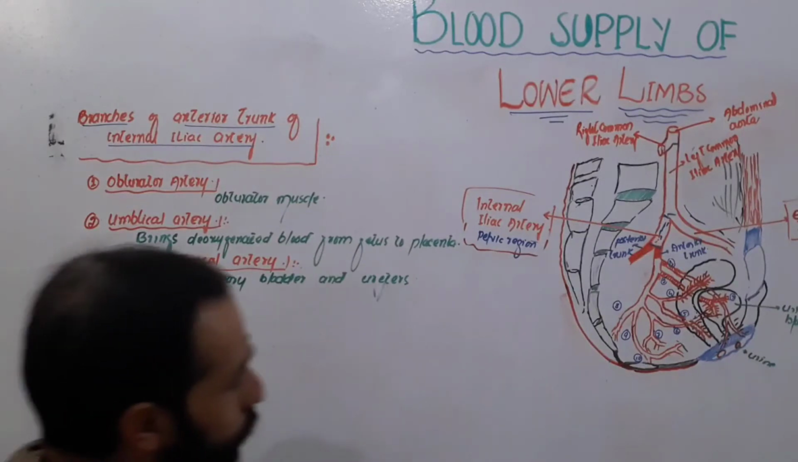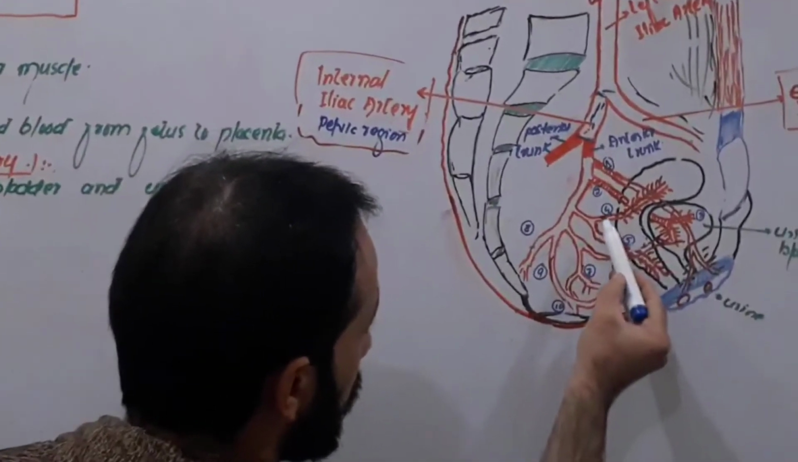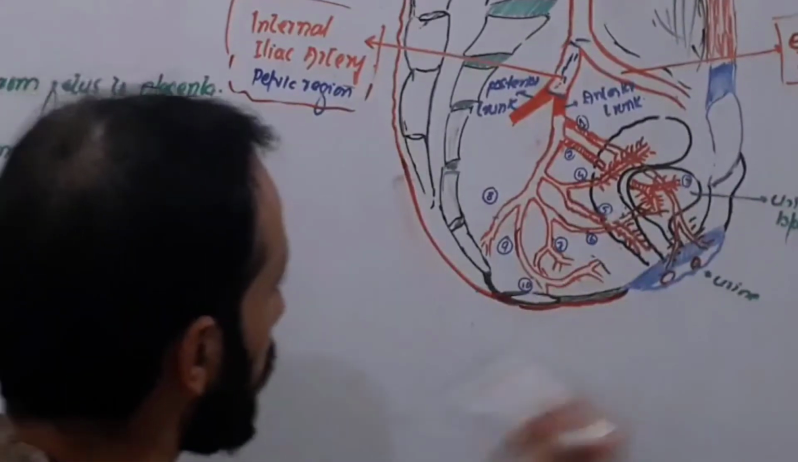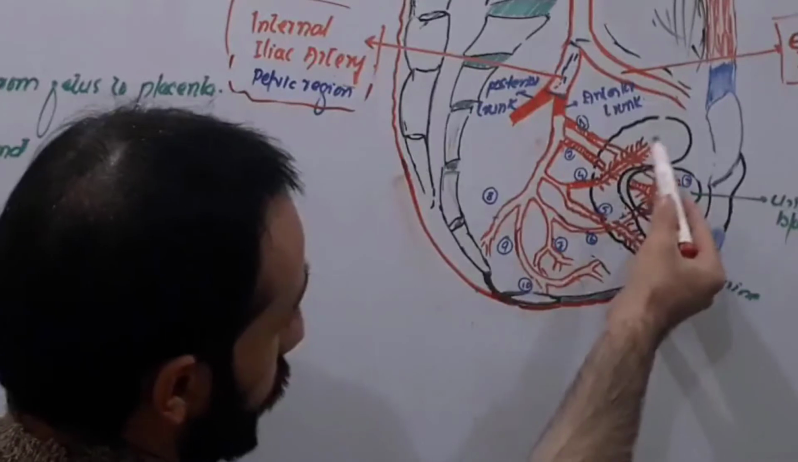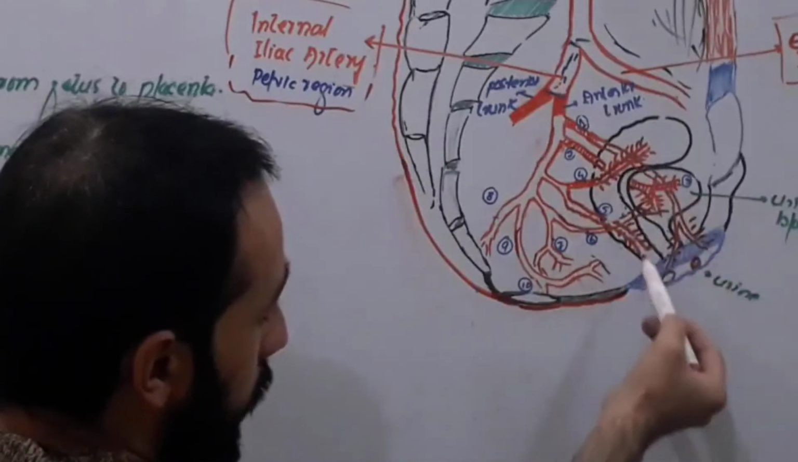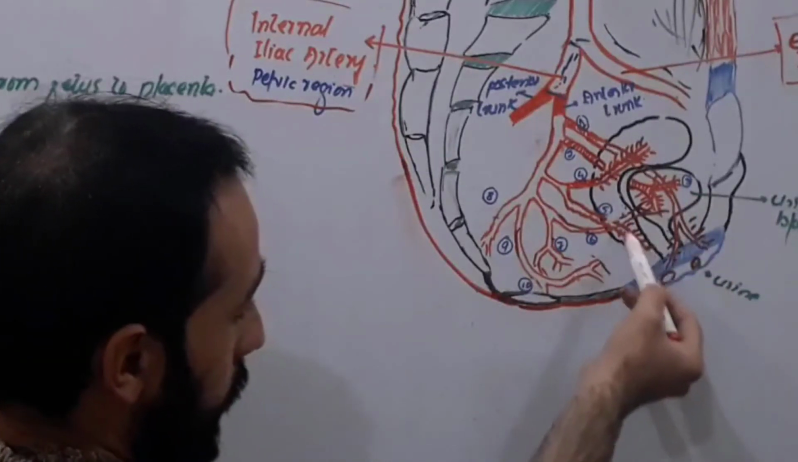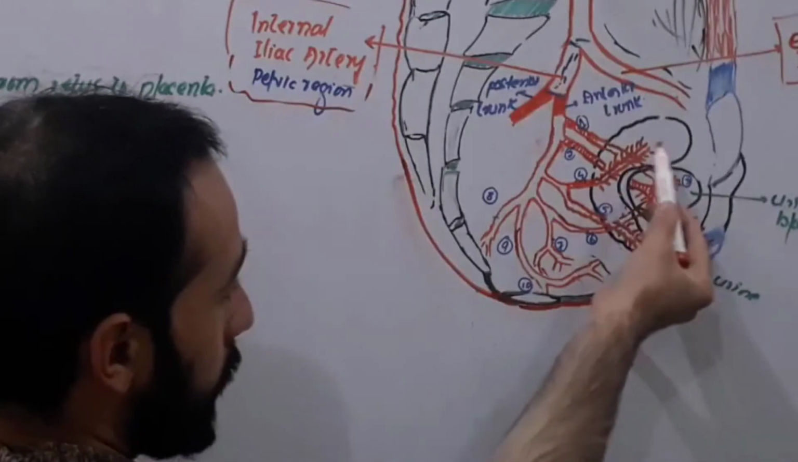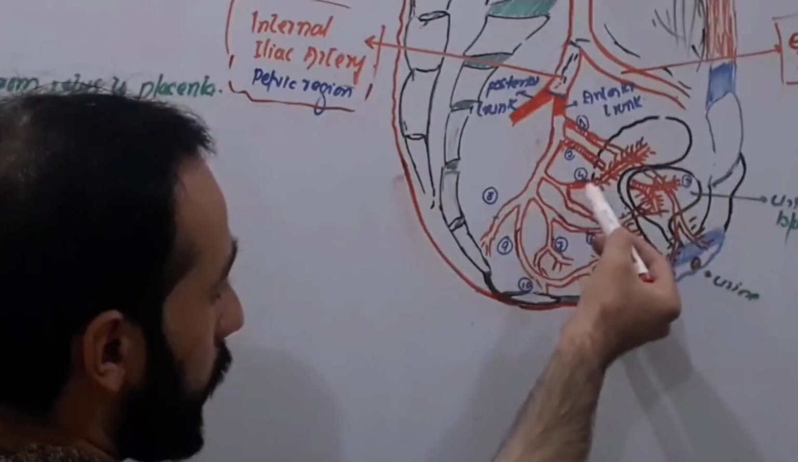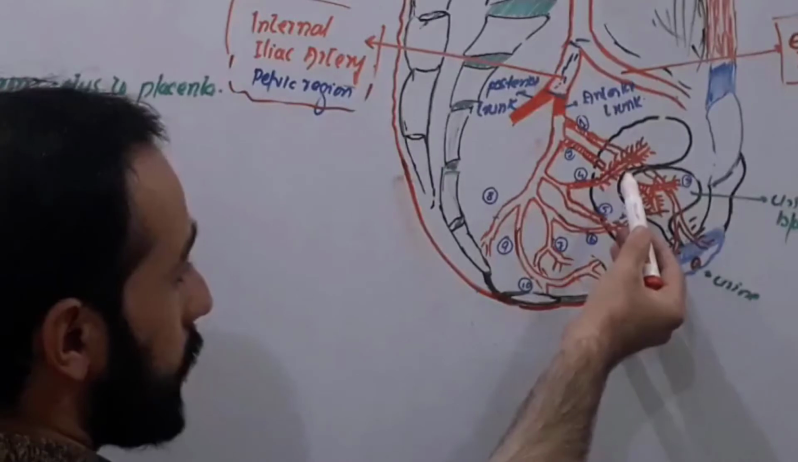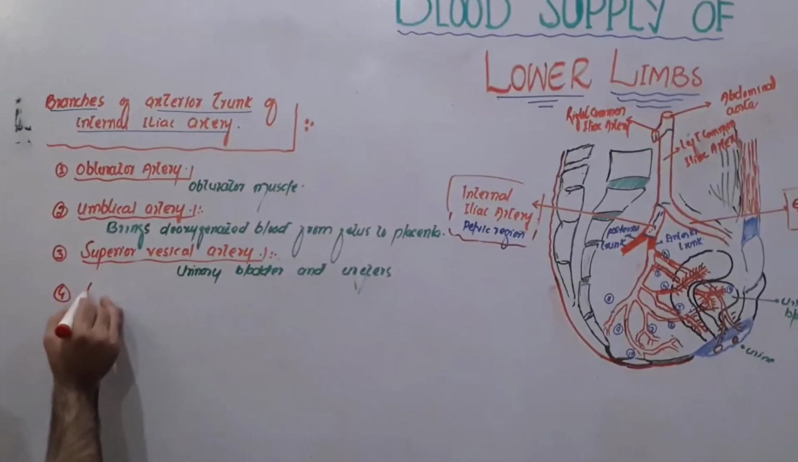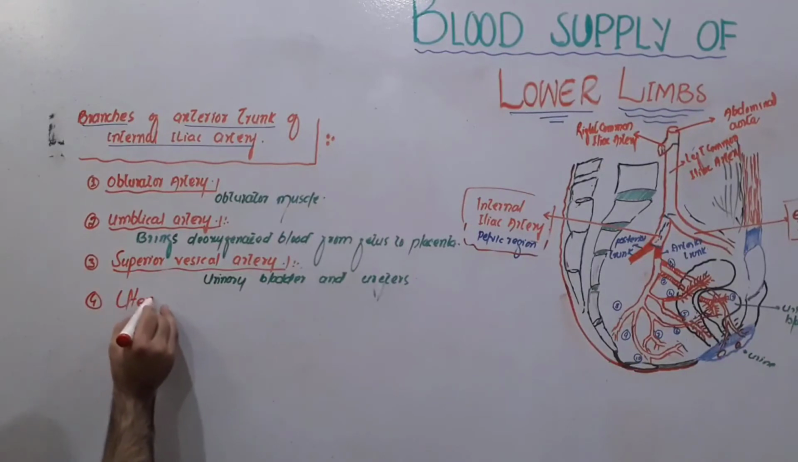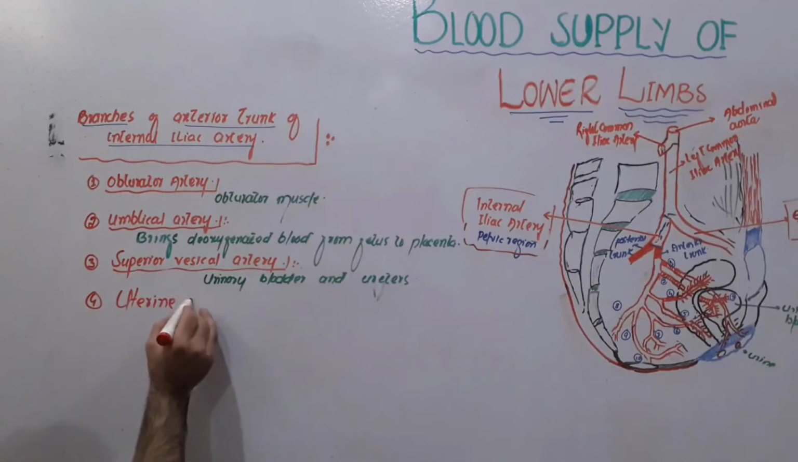Now there is the fourth artery, this one. Look, you can see here, let me mention it, this branch. This is going to the uterus. You can see this is the female uterus, and this is the vagina, the vaginal canal. So this fourth artery is called the uterine artery.